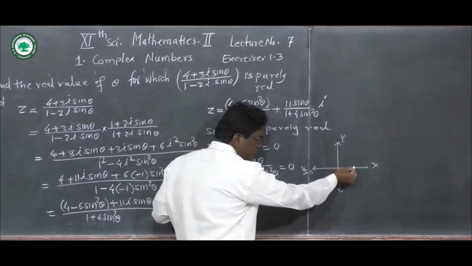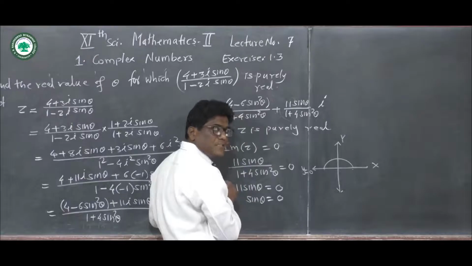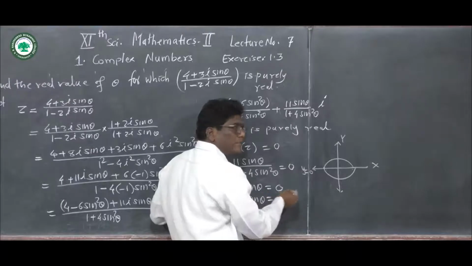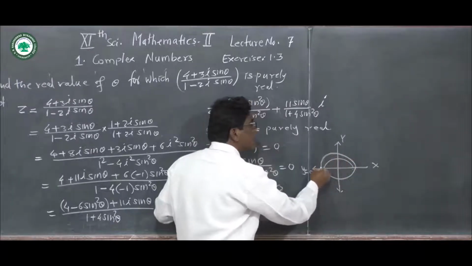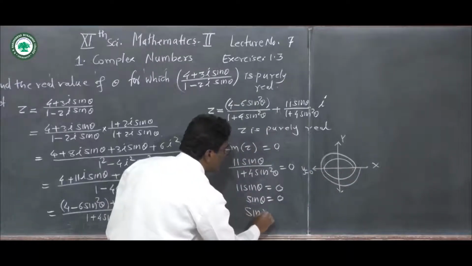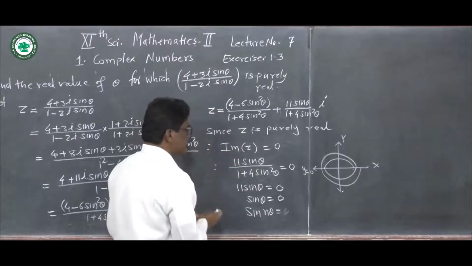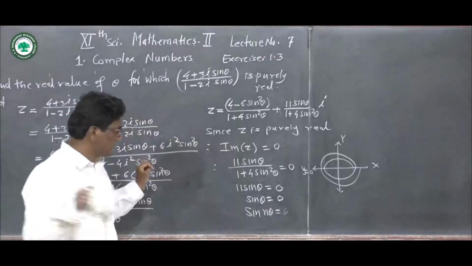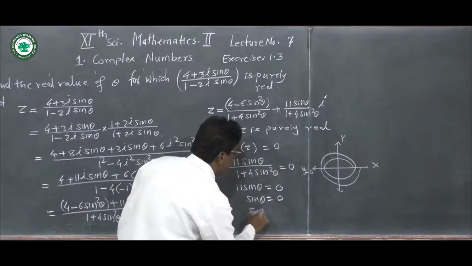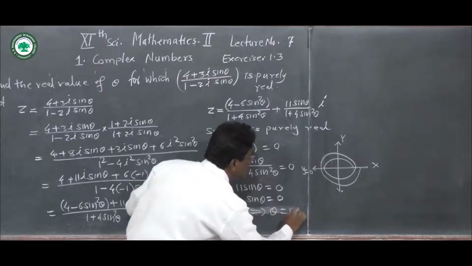So here when theta is 0, sine is 0. When theta is pi, then also sine is 0. When theta is 2 pi, then also sine is 0. Then here 3 pi, it is 0. 4 pi, 0. Means here sine of theta is equal to 0. This implies that theta is equal to n pi.